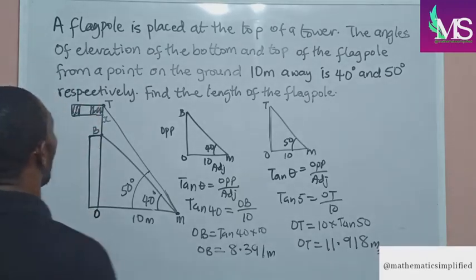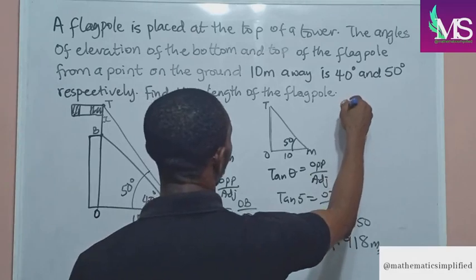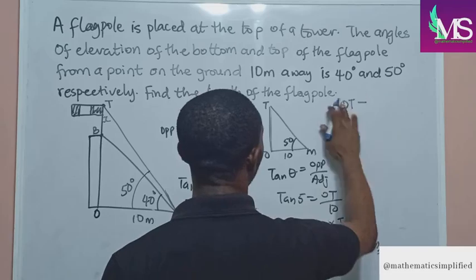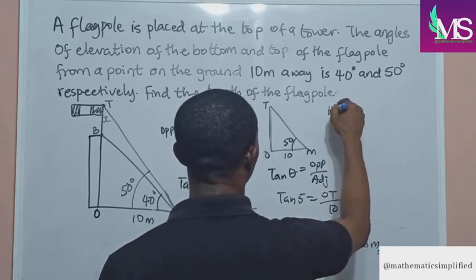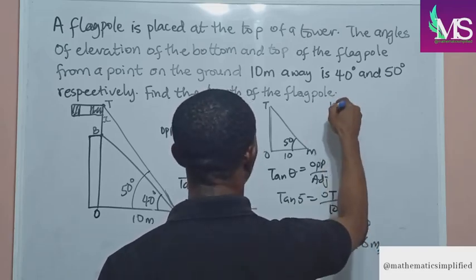Now, for us to find X, the height of the flagpole, we are going to do OT minus, let's say the height of the flagpole or length of the flagpole.